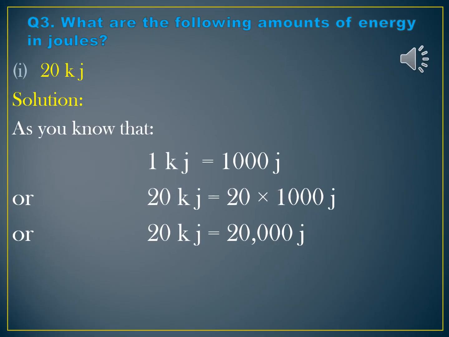Question number 3. Page number 13. What are the following amounts of energy in joules? Part 1. 20 kilojoule. Its solution is: as you know, 1 kilojoule is equal to 1000 joule. Therefore 1 kJ is equal to 1000 J. Now we will multiply 20 with 1000 joule, which is equal to 20,000 joule or 20,000 J.